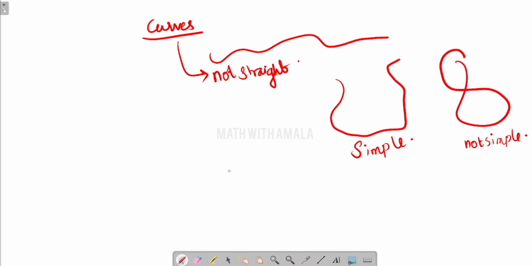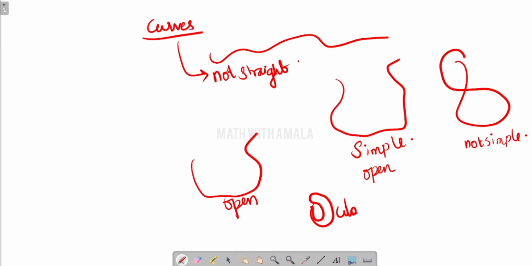And there are two types of curves: simple curve and not simple curve, or complex curve. The first one is a simple one because there is no crossing. If there is a crossing, that is not simple. If the endpoints are not connected together, then it is open. If the ends are connected, then it is closed. A circle is an example of a closed curve.